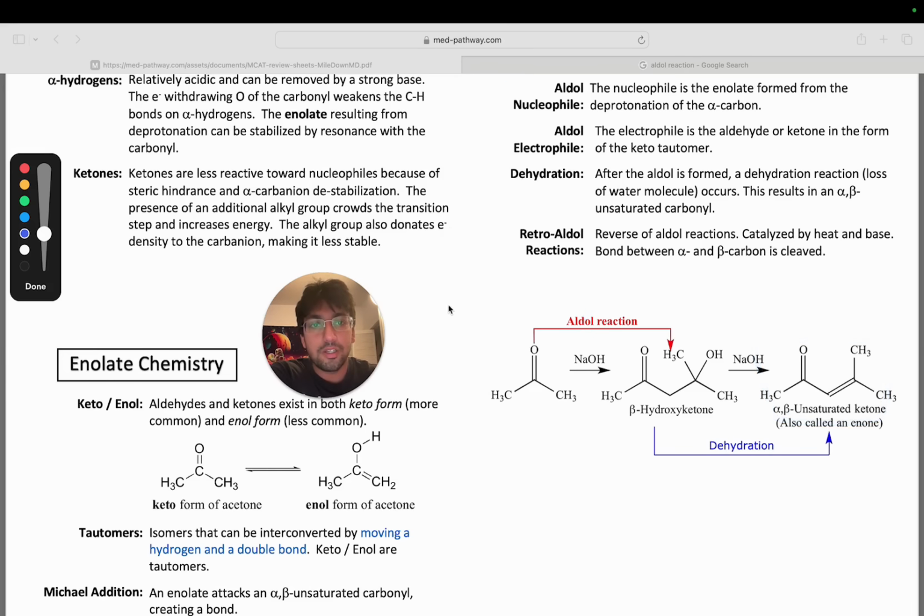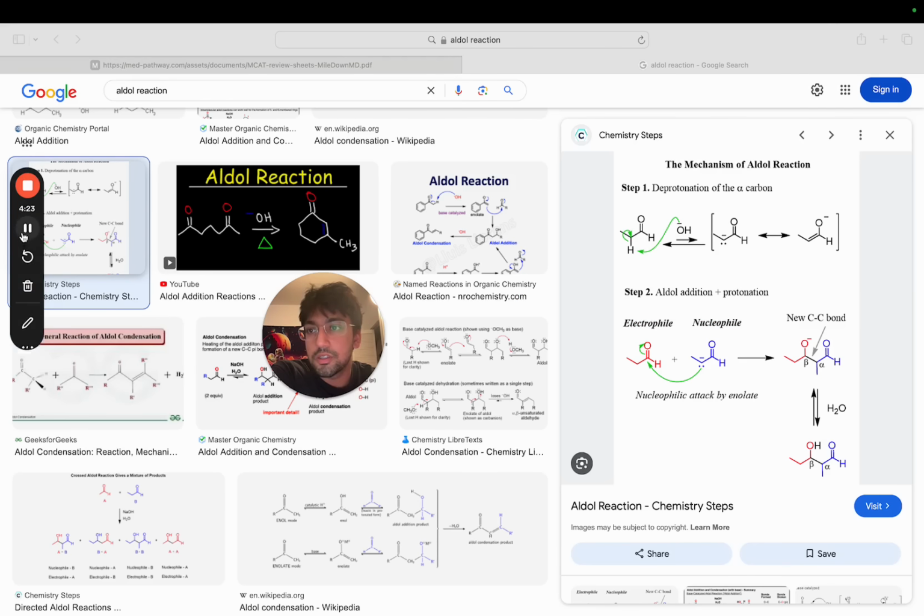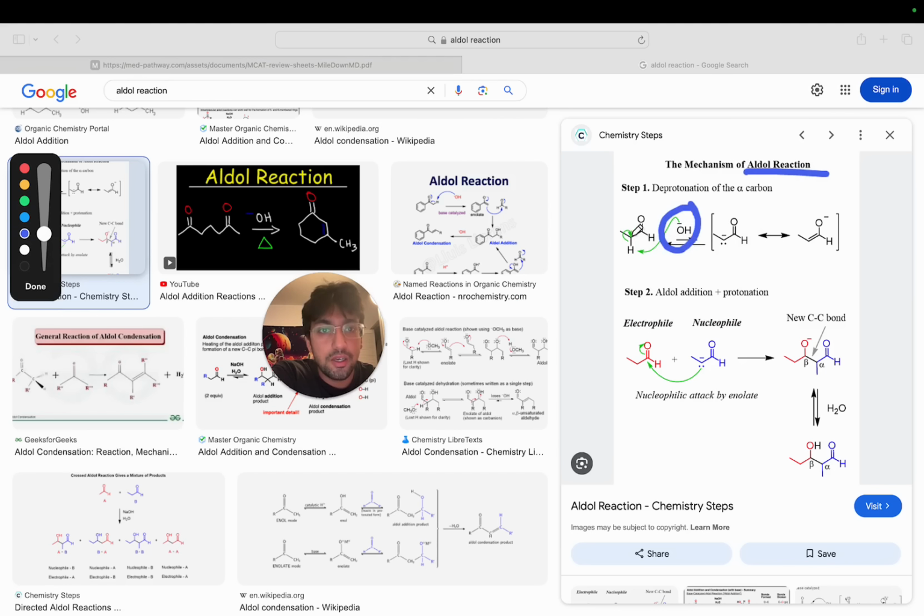And so my explanation might not have made sense so far, but I'm going to show you a Google image and walk you through it so it'll make more sense. This is the best Google image that I could find that explains this aldol reaction. Basically what's happening is we have this base, it deprotonates this carbon over here, right? The carbon that's attached to the aldehyde carbon over here. That's this carbon. So this carbon is going to be deprotonated.